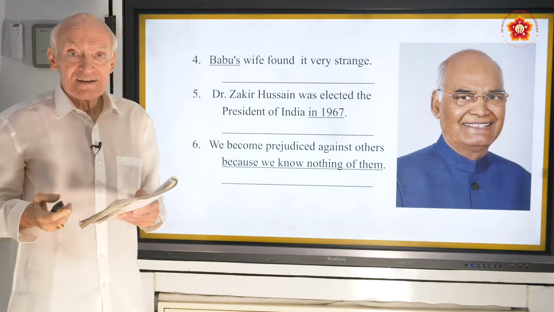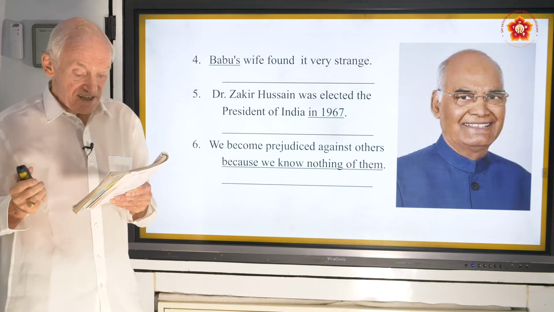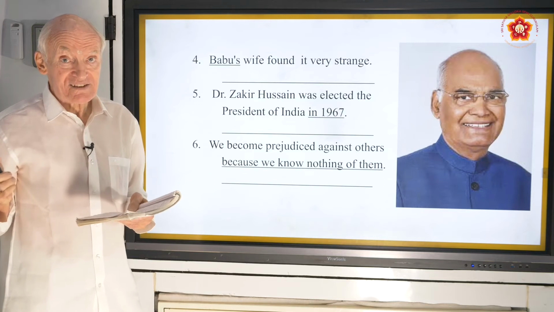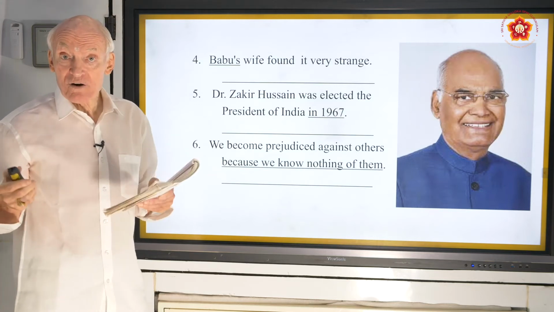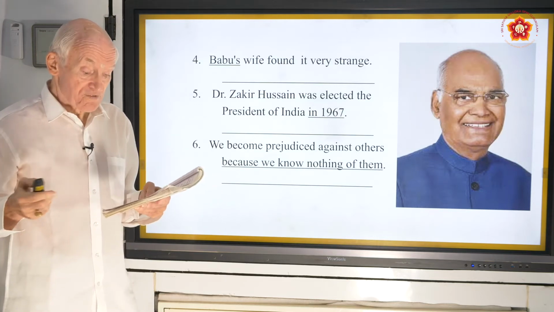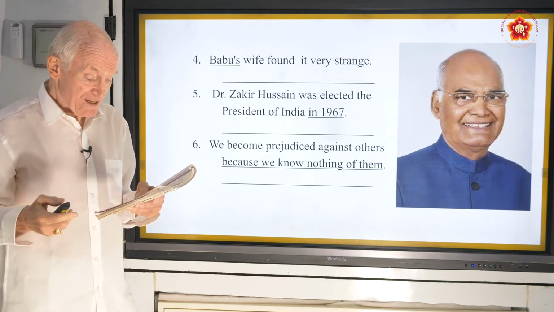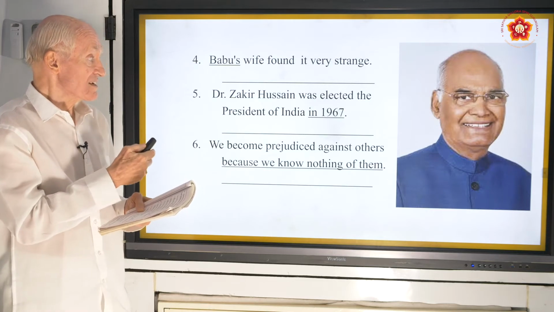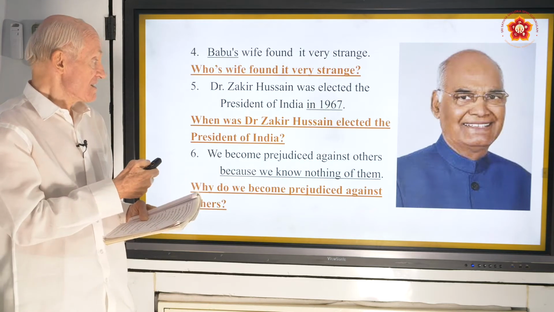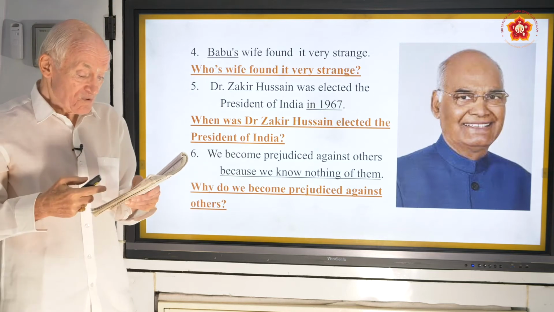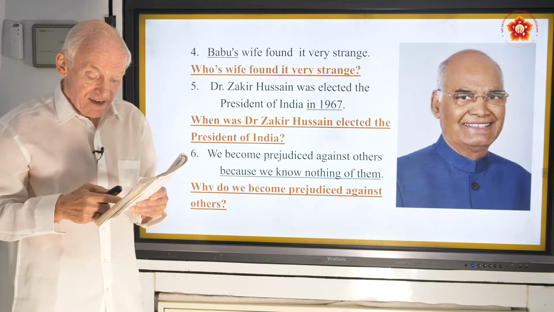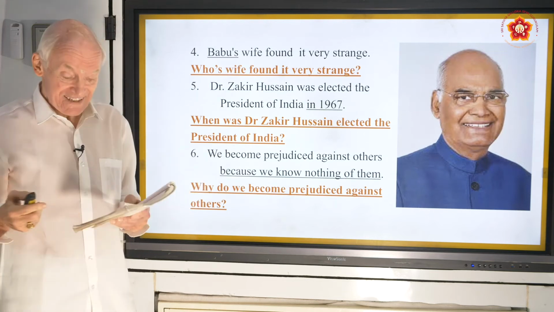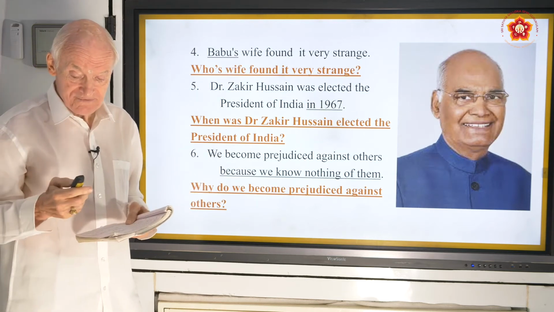Number 5, Dr. Zakir Hussain was elected the president of India in 1967. And we want to know when he was elected president, okay? Because we're doing some research on India, okay? So our question is, when was Dr. Hussain elected the president? Let's see if that's correct. When was Dr. Hussain elected the president of India? In 1967 is the answer. So we've asked the right question.